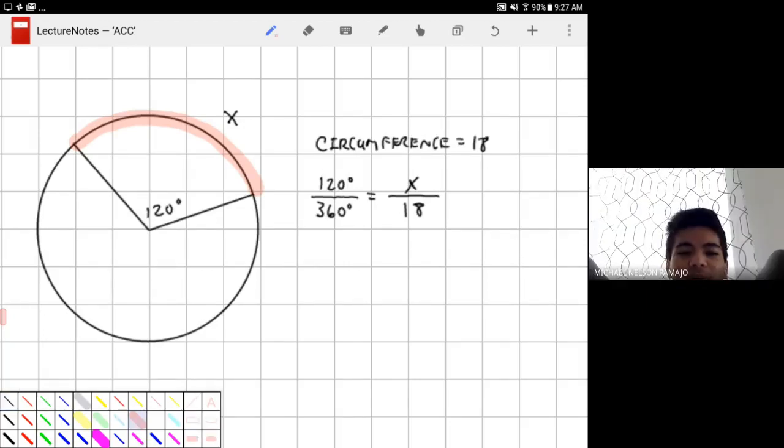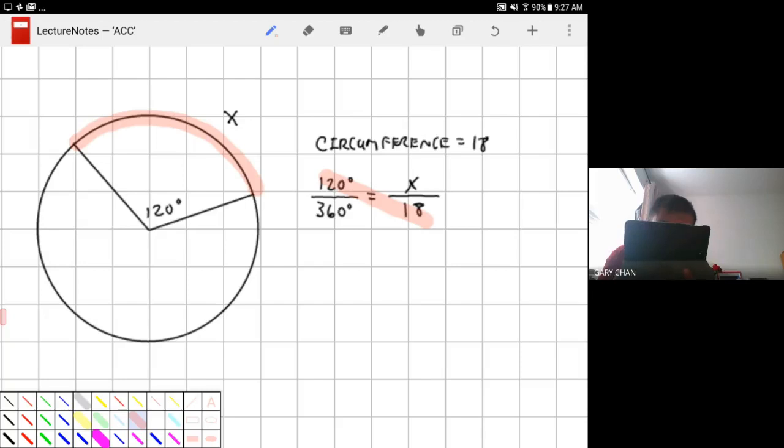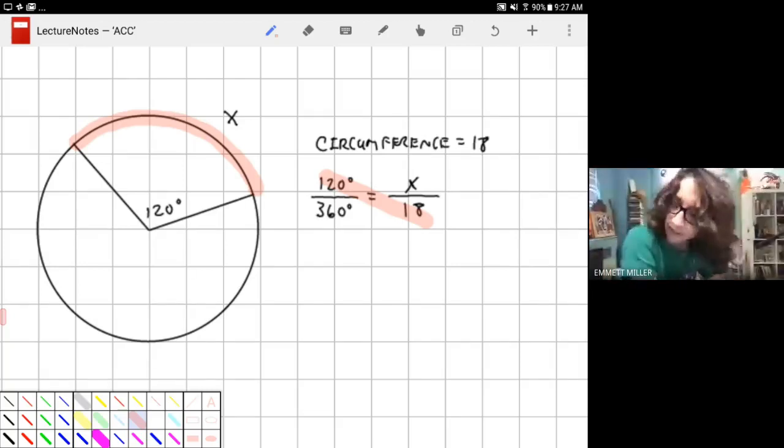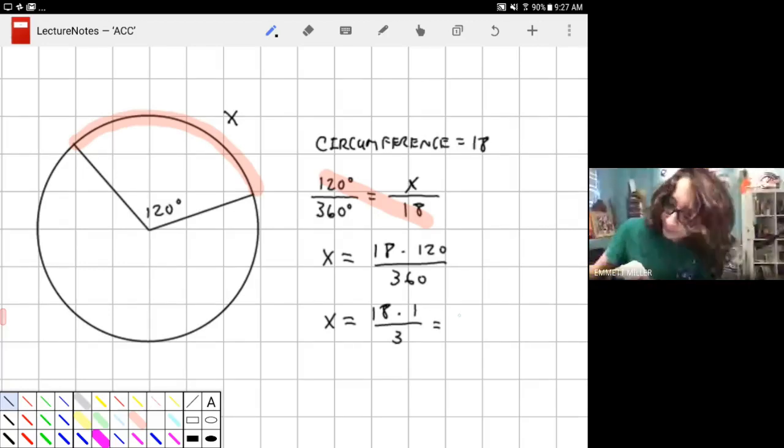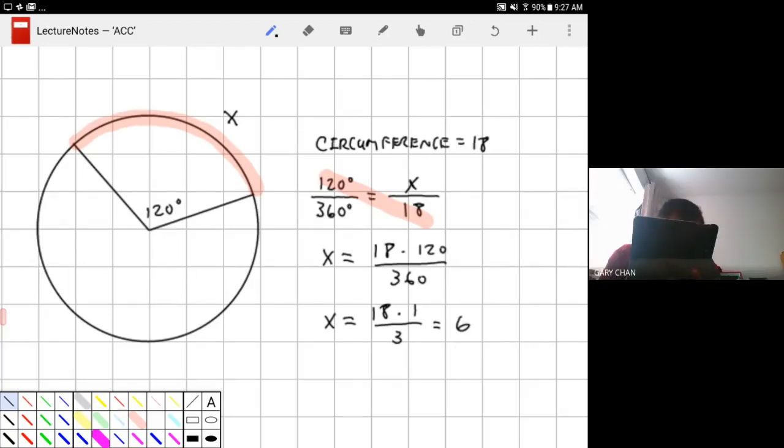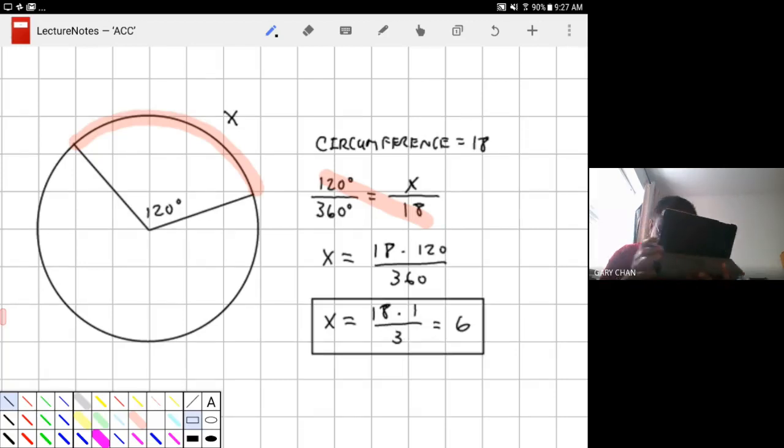So I've got to find out what that x is. All I've got to do now is cross multiply. Should we simplify 120 over 360 to just 1/3 to make it easier for ourselves? Absolutely. So x is equal to 18 times 120 over 360. And like you said, we can simplify before we multiply. This is really 18 times 1/3. And 18 divided by 3, last I checked, is what? Six. That's just 6.